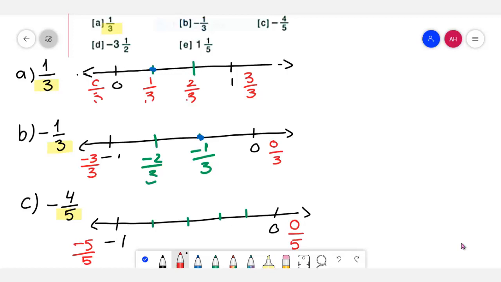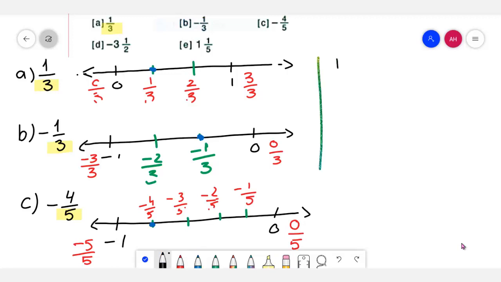The rational numbers in between are negative 1 over 5, negative 2 over 5, negative 3 over 5, and negative 4 over 5. I am looking for negative 4 over 5. So here is the rational number which I am looking for.